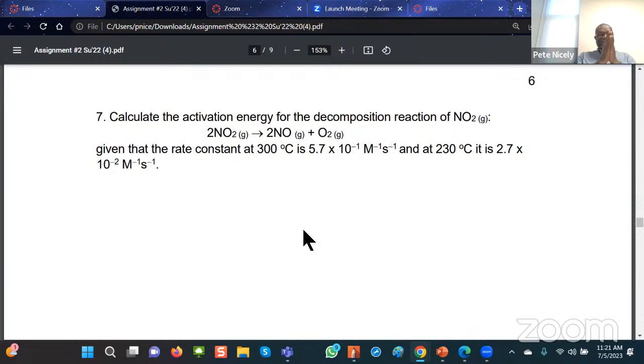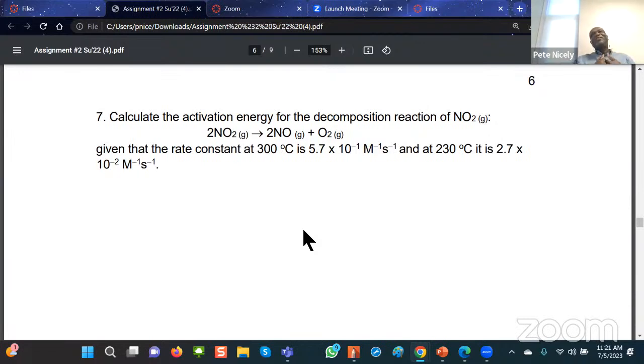Now, what eventually was discovered was that not all the collisions successfully result in product formation. It turns out that the extent to which products are formed is dependent on how energetic the molecules are when they collide. In other words, in order for the molecules to collide and form products, the colliding molecules must have a minimum amount of energy. That minimum amount of energy is known as the activation energy, all right?